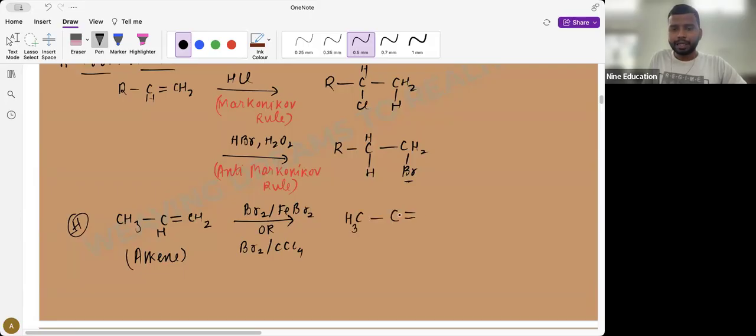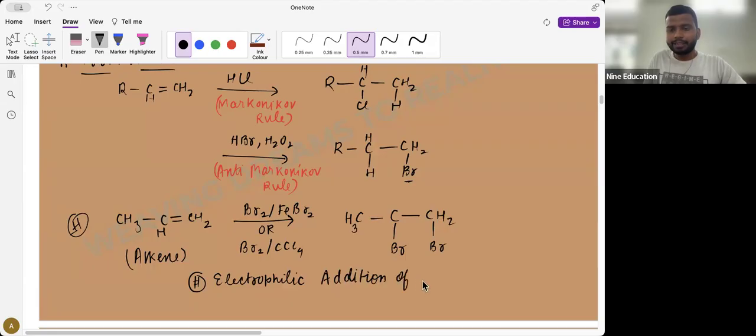यहाँ पर this double bond will be broken from here, and Br will come on both the carbons. And this reaction is known as electrophilic addition of alkenes. And this all you have learned in the alkenes chapter, electrophilic addition of alkenes. Matlab Br2 will come, both Br will come and attach here.